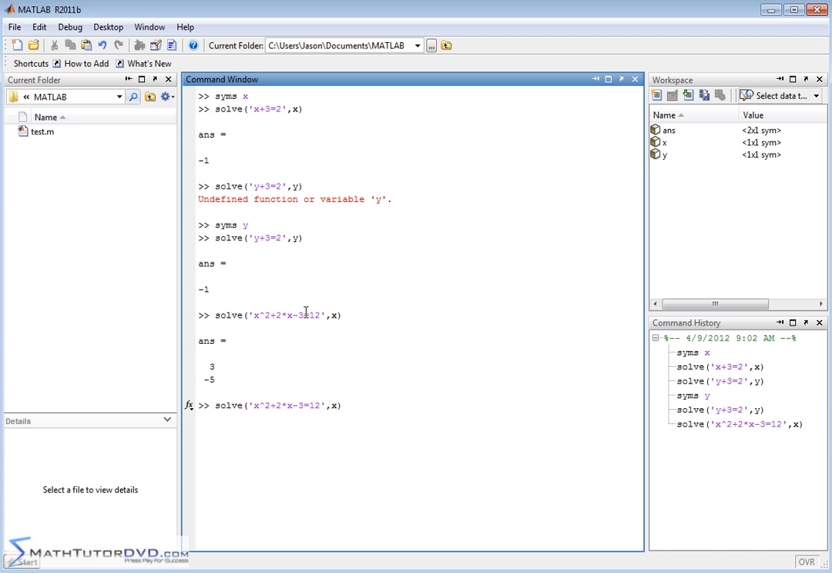And if you change one of these to something that's a little harder, you can see we just changed it to something that wasn't easily factorable. MATLAB still, again, tries to keep everything exact. It's not giving us decimal answers. It's keeping it exact.